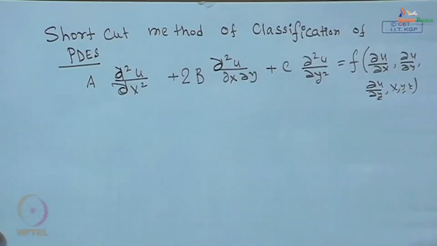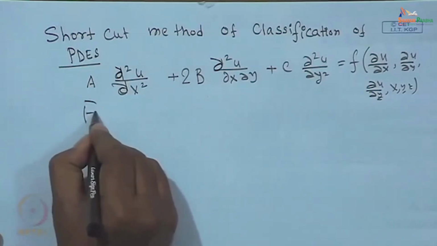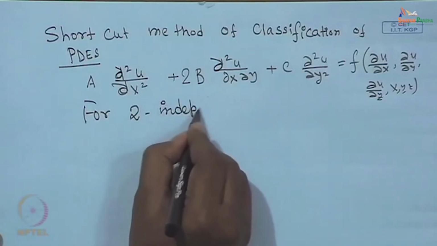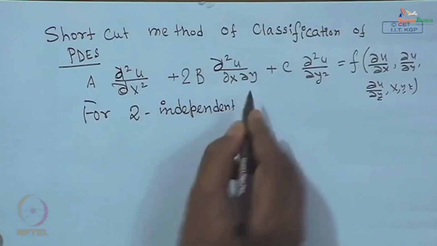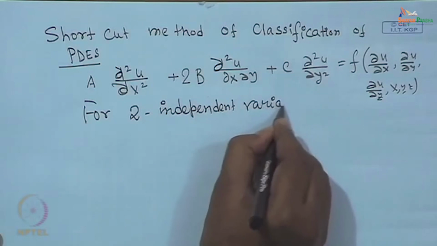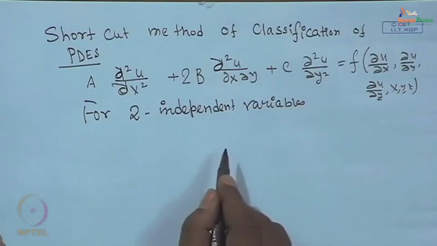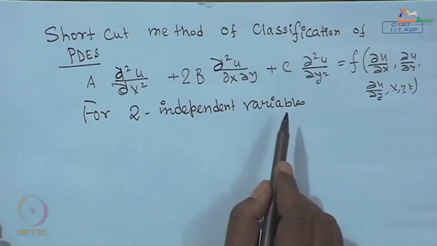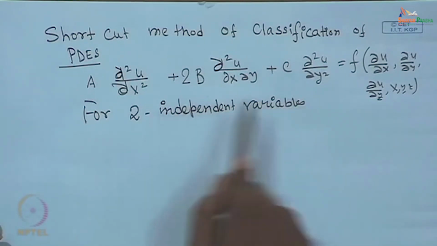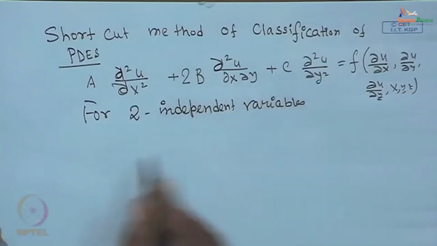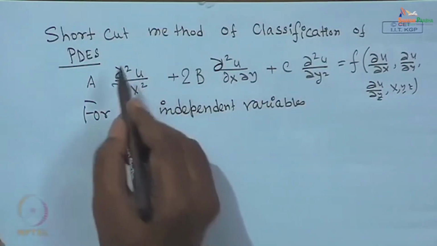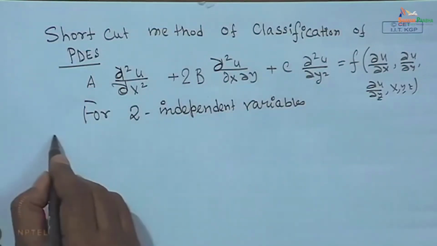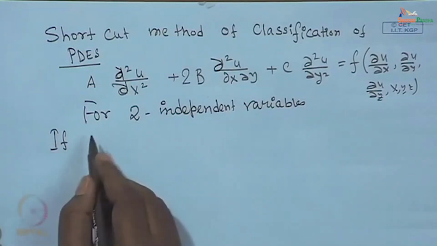Now, if this is the case for two independent variables, if we have a partial differential equation of order 2 with two independent variables, then all these equations can be cast in this particular form. Now, by looking into the values of coefficients a, b and c, we can classify the partial differential equations, and the classification goes like this.